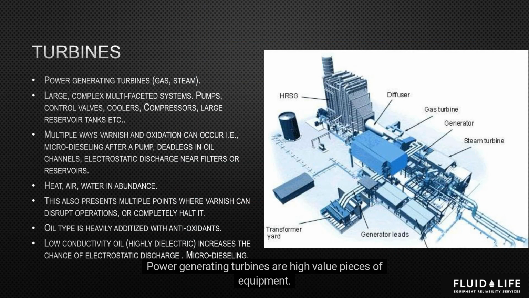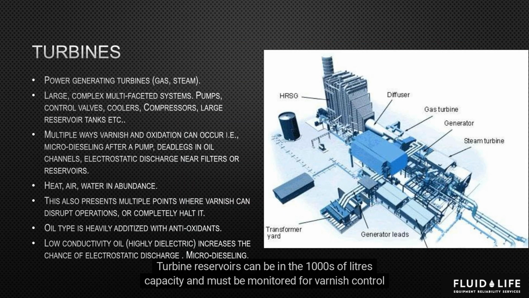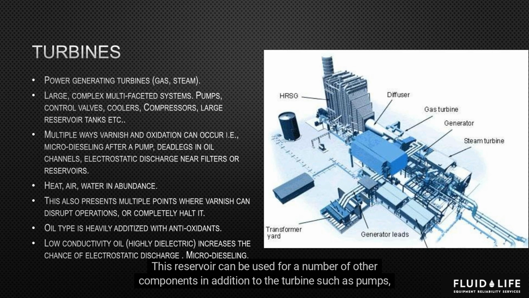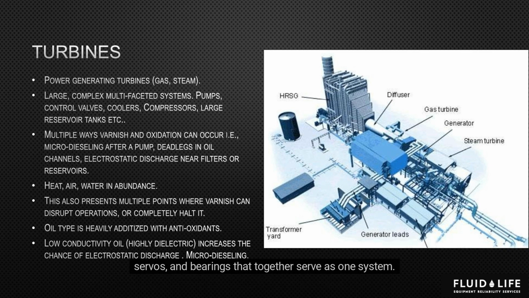Power-generating turbines are high-value pieces of equipment. Turbine reservoirs can be in the 1,000s of liters capacity and must be monitored for varnish control, as the bulk of the oil stays in use for a long period of time. This reservoir can be used for a number of other components in addition to the turbine, such as pumps, servos, and bearings, that together serve as one system.